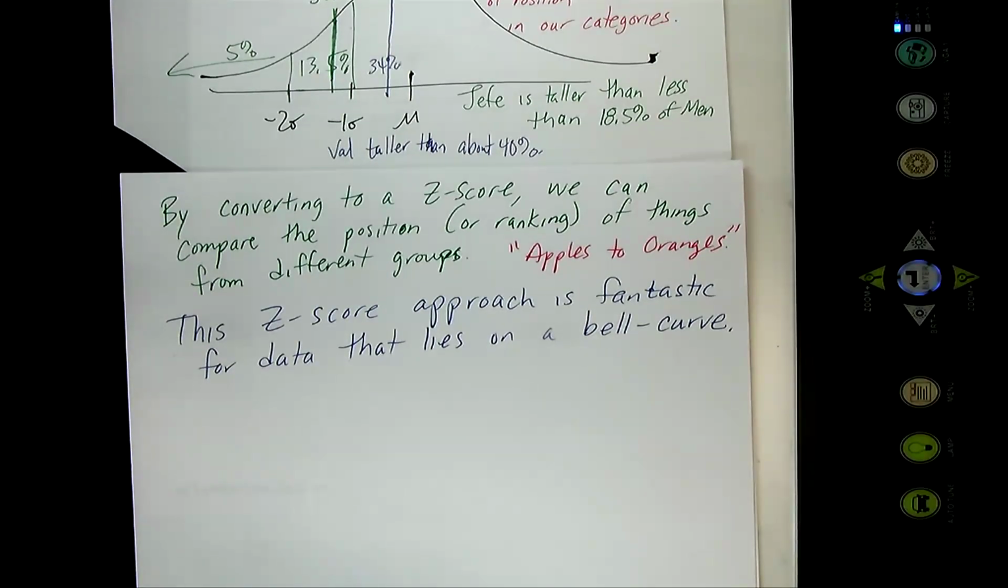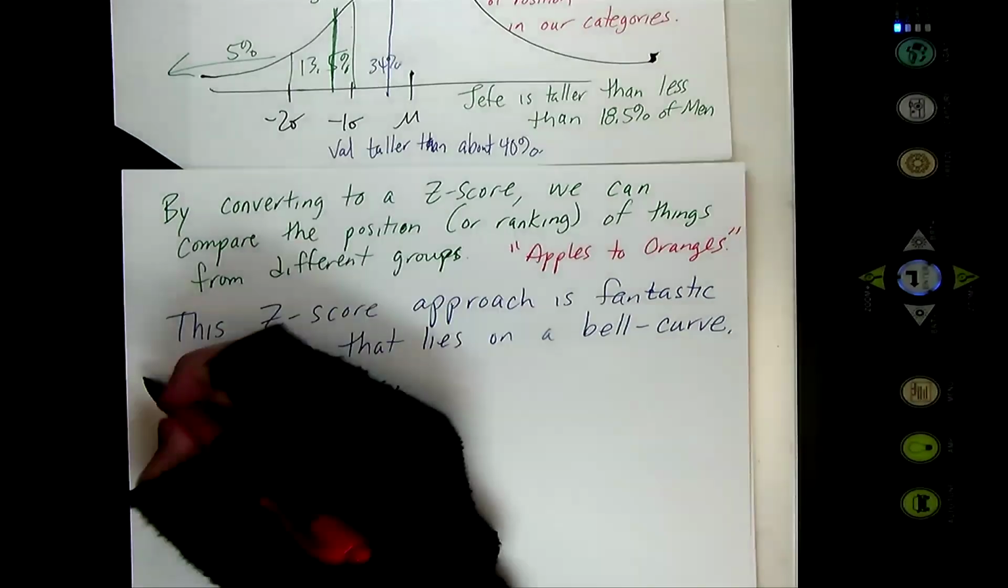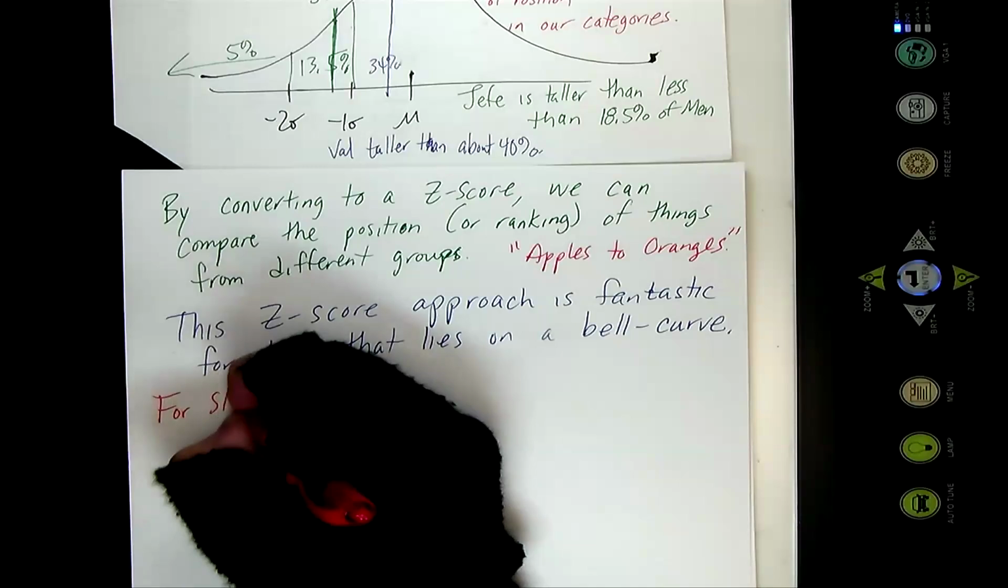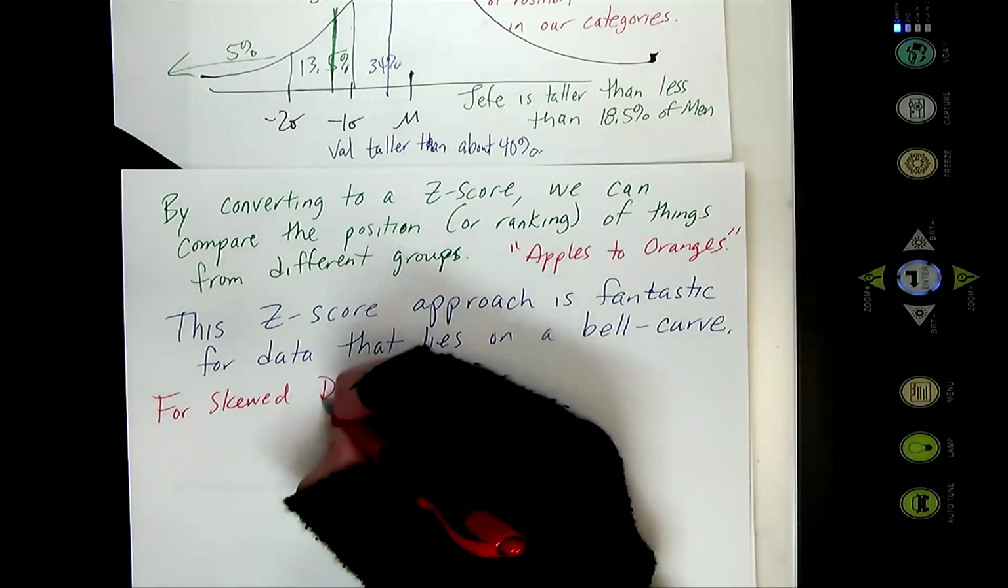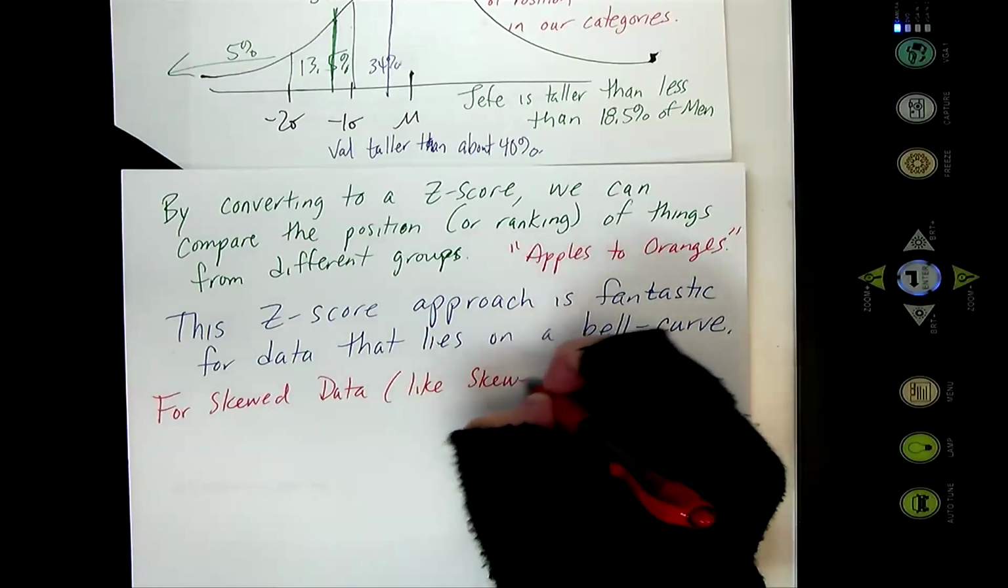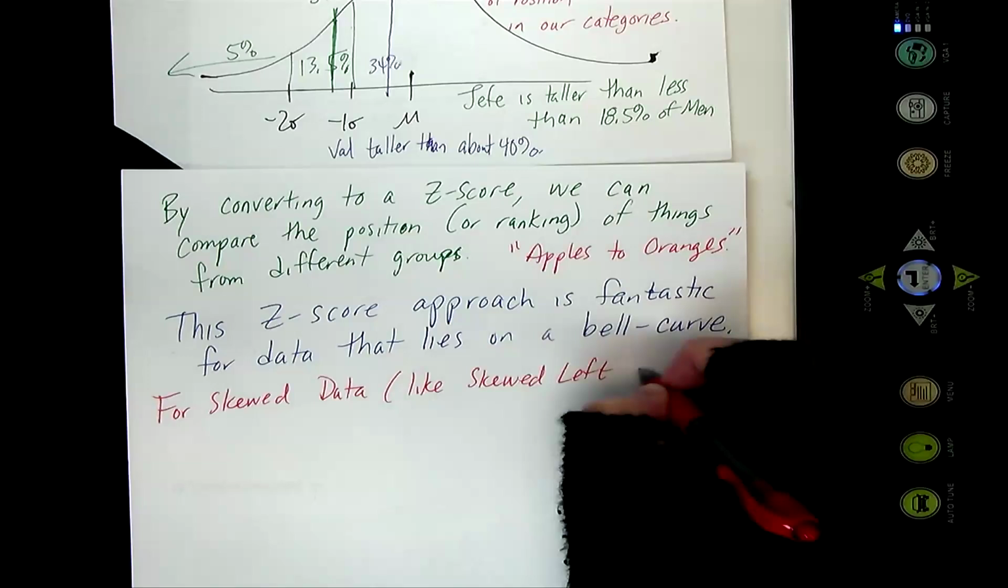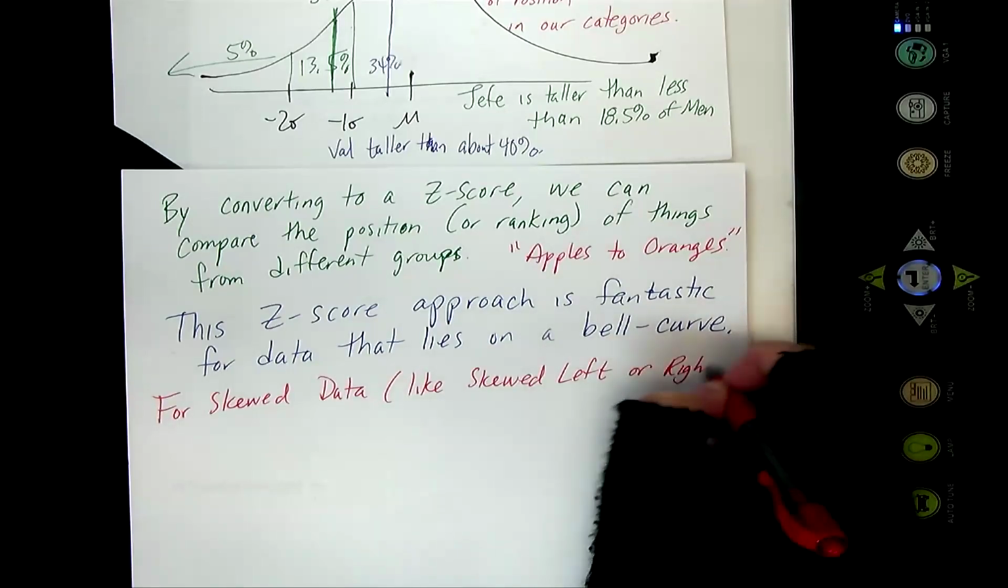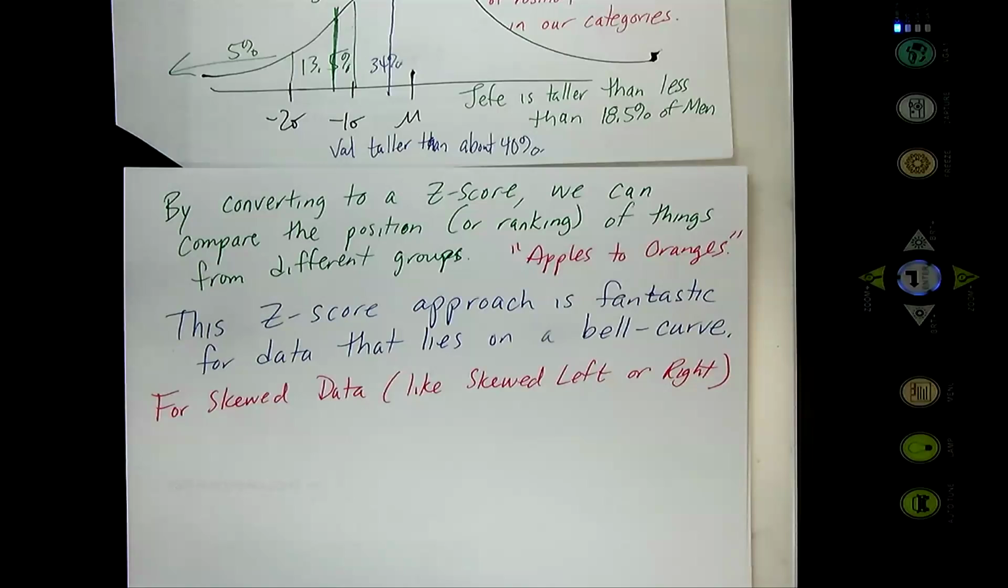Not so good for skewed data. For skewed data, we use something different, like skewed left or skewed right. It's not symmetrical, it's not 50% to the left or to the right on a skewed graph. We use something different, we use the median.